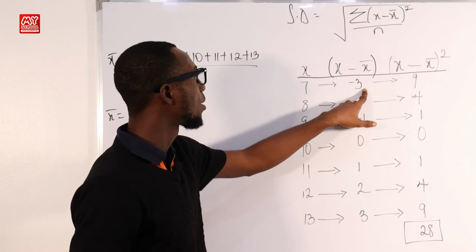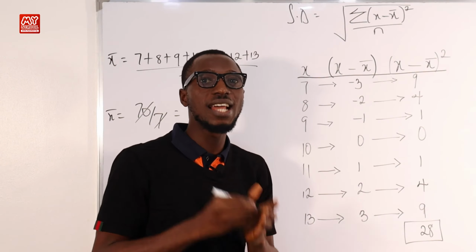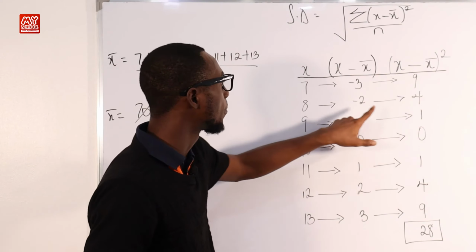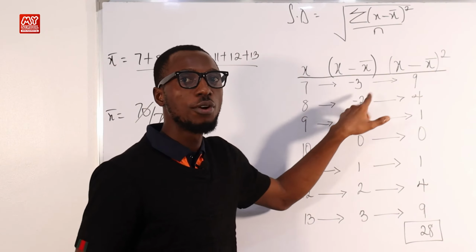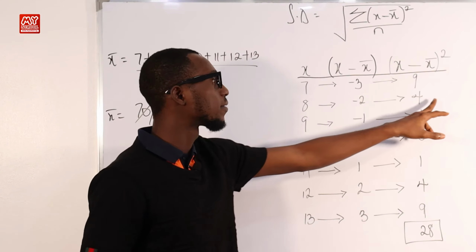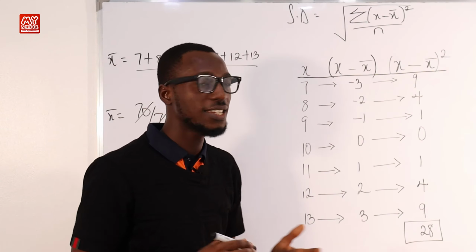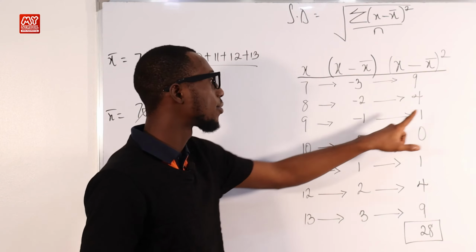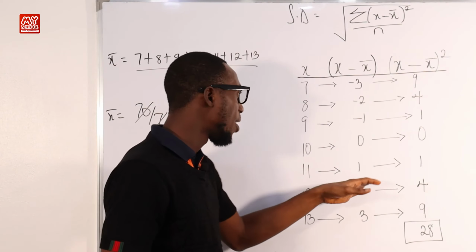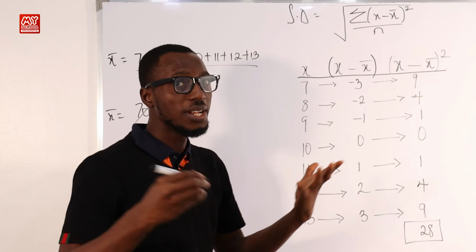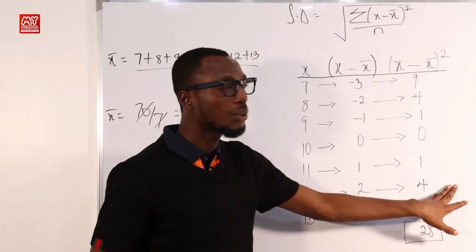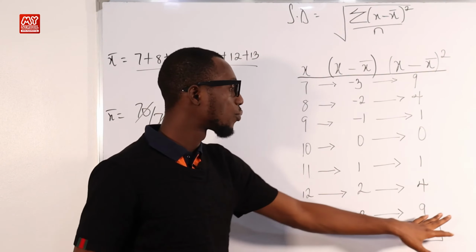Minus 3 raised to power 2, that is minus 3 times minus 3, and that gives you plus 9. Then we have minus 2 raised to power 2, that is minus 2 times minus 2, that gives you plus 4. Minus times minus is plus. Minus 1 times minus 1, that still gives us 1. 0 raised to power 2 is still 0. 1 raised to power 2 is still 1. 2 raised to power 2, we have 4. 3 raised to power 2, we have 9.